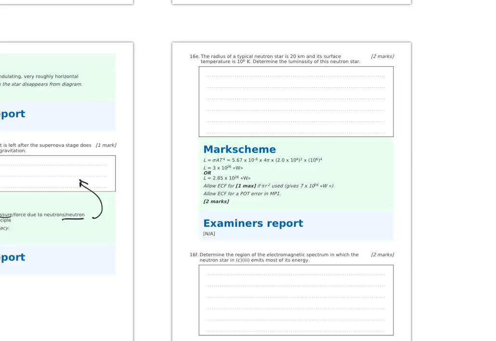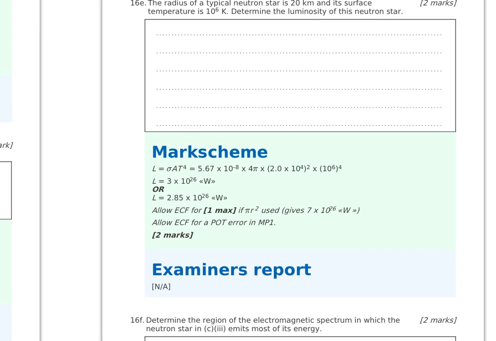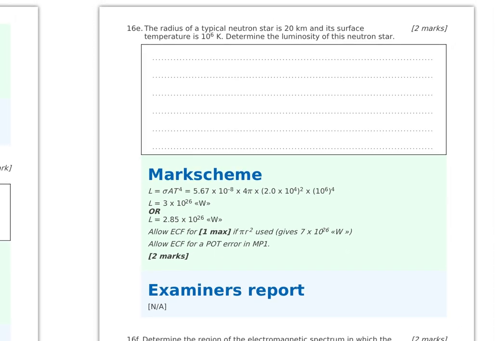16E, we have the radius of the neutron star and its surface temperature. What is its luminosity? And I'm beginning to realize that sometimes the mark scheme just does it well. It's using L. Luminosity is Stefan Boltzmann area T to the 4th, and of course surface area is 4 pi r squared. So we have our Stefan Boltzmann constant right there. We have the radius, the area right there. We have the 4th power of temperature right there, and so we wind up with 3 times 10 to the 26 watts for our answer, second mark.